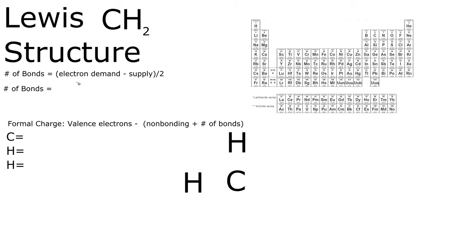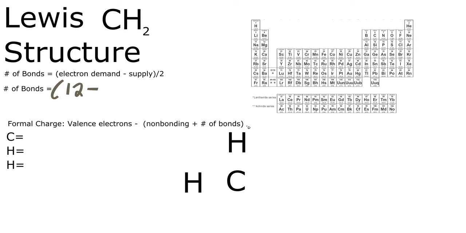The electron demand is how many electrons each atom likes to have for a noble gas configuration in its outer shell. Hydrogen likes to have 2 to be like helium, and carbon likes to have a total of 8 to be like neon. So if we did 8, 2, and 2, 8 plus 2 is 10, 10 plus 2 is 12. So we'll write that as our demand.